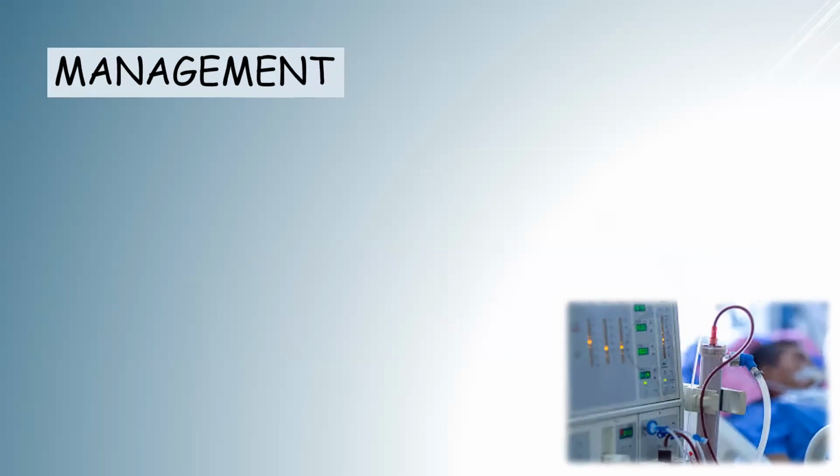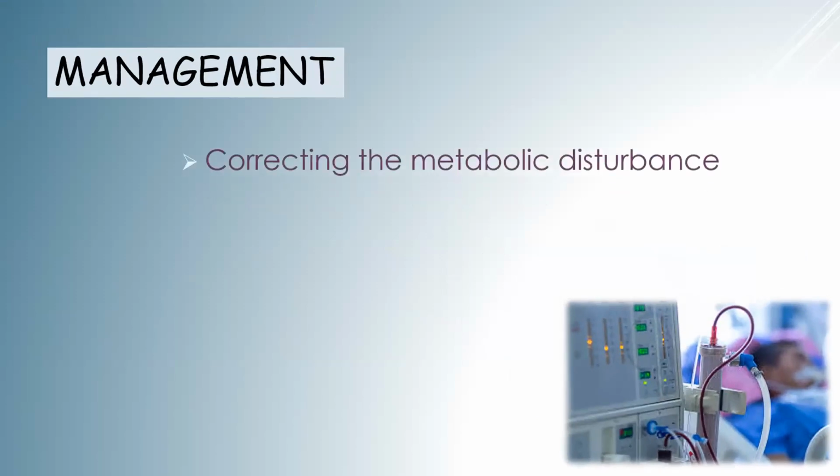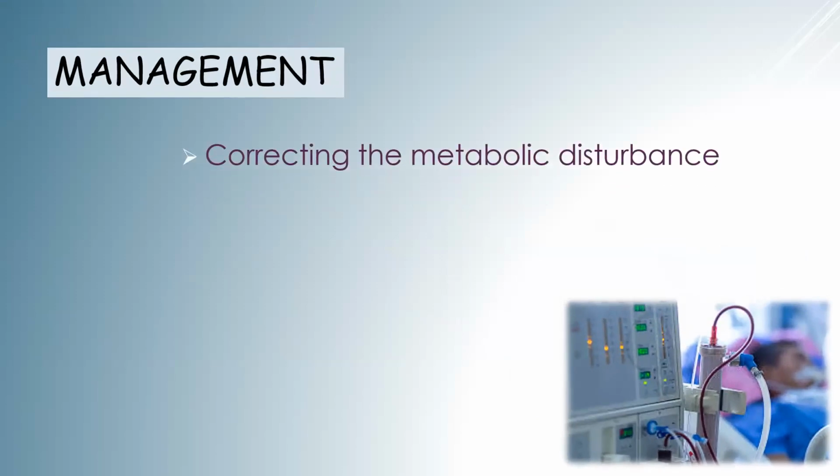Next, we come to the management. Correcting the metabolic disturbances. As mentioned earlier, fluid and electrolyte balance should be maintained, because we may have too much of some substances or too little of other ones that we need to stay healthy. Hence, we need to have a proper fluid and electrolyte balance, and also a balanced diet.